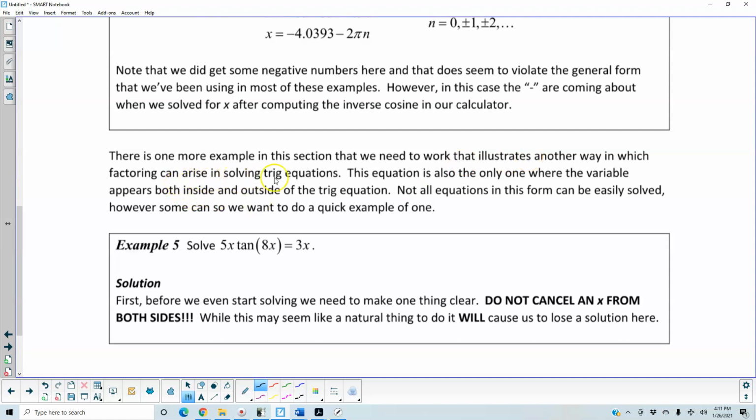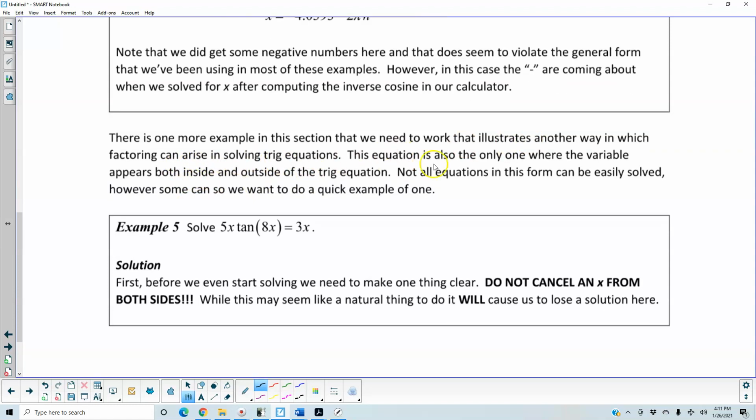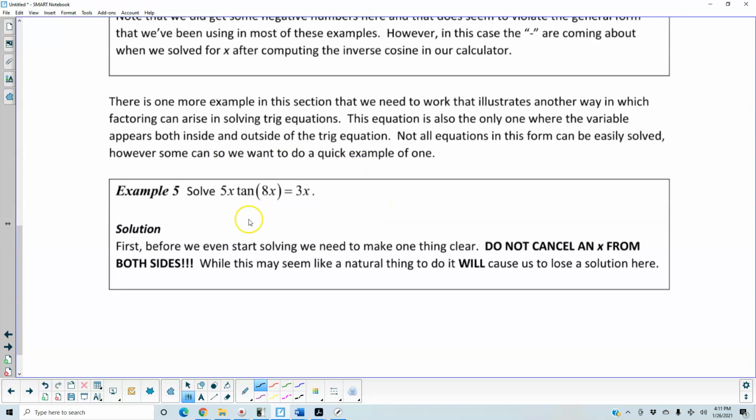There's one more example in this section that we need to work that illustrates another way in which factoring can arise in solving trig equations. This equation is also one where the variable appears both inside and outside of the trig function. Not all equations in this form can be easily solved, however some can, so we want to do a quick example of one. Example 5, we're going to solve 5x times the tangent of 8x, which is equal to 3x.